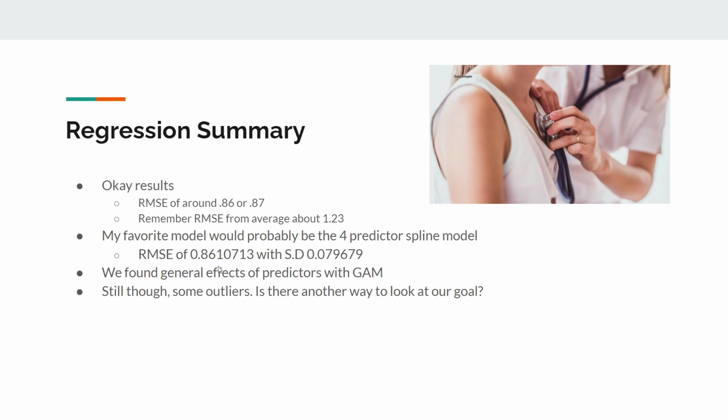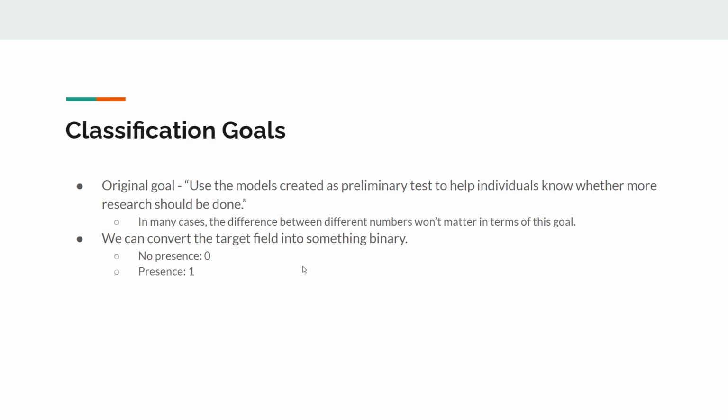And then we found general effects of predictors with our GAM, which I'd say is a huge success. We get to see how each predictor affects presence of heart disease. But still, we found some outliers. So is there maybe another way to look at our goal? So remember, one of our original goals was to use the model created as a preliminary test to help individuals know whether more research should be done into their specific heart condition.